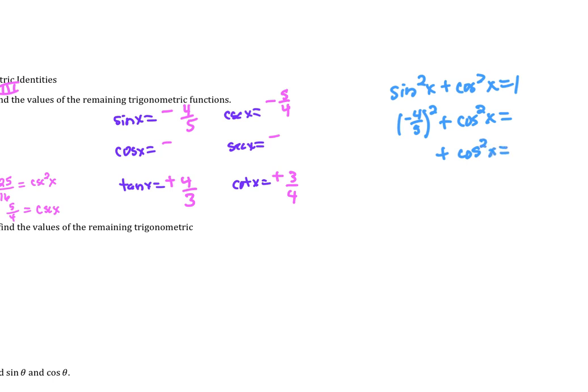If I'm squaring that 4, I get 16. I square that 5, I get 25. So on the right-hand side here, instead of writing this as 1, I want to think of it as 25/25.